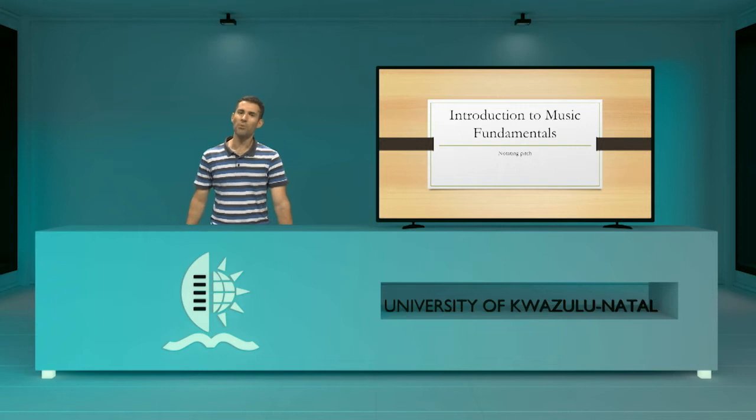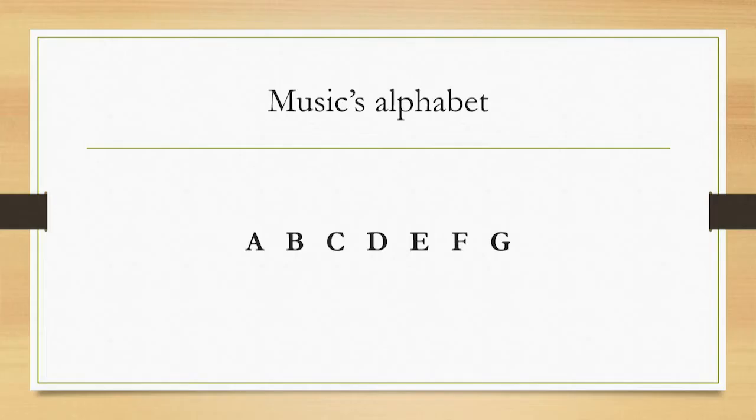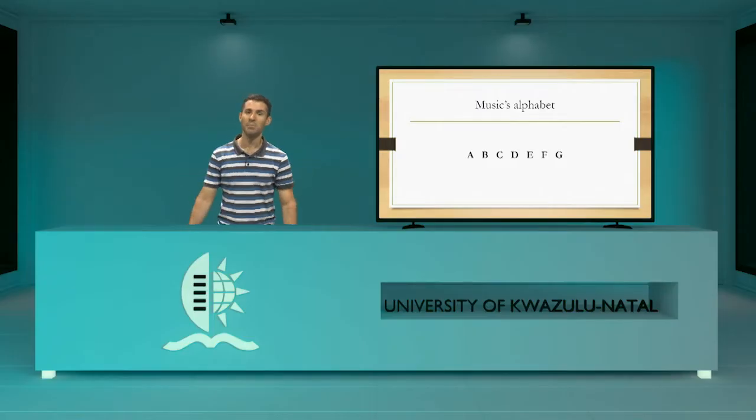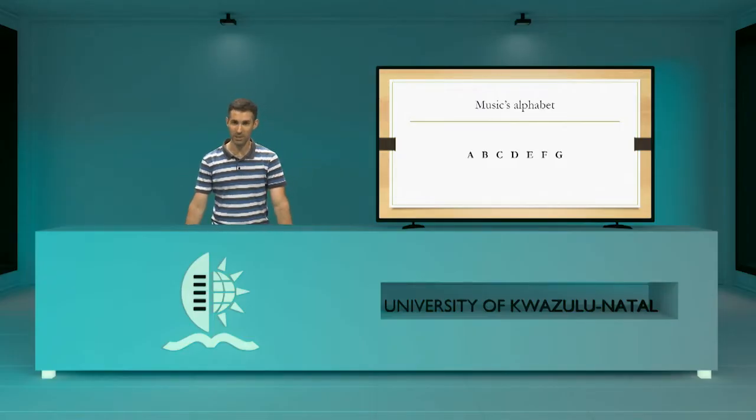Now, I've said before, probably in your classes and in some of the other videos, that music is very much like a language. And we'll see that directly now. Music has an alphabet, but it's thankfully a very short one. It has only 7 letters: A, B, C, D, E, F, and G. But these letters work in a very specific way.